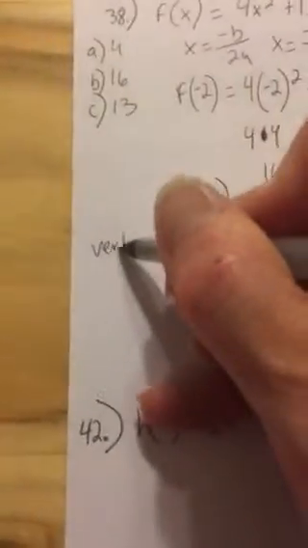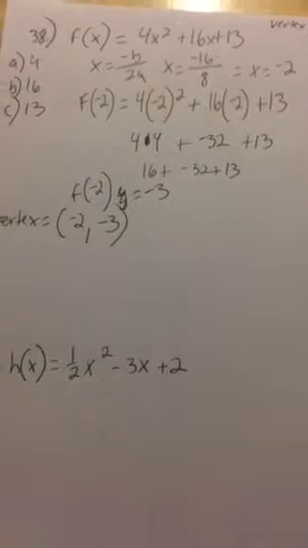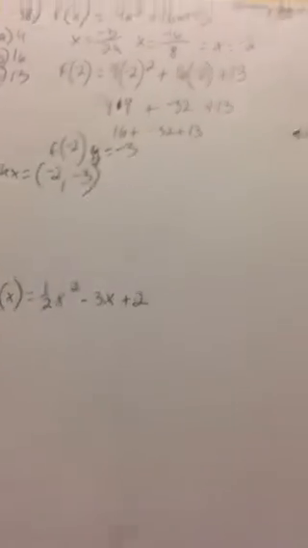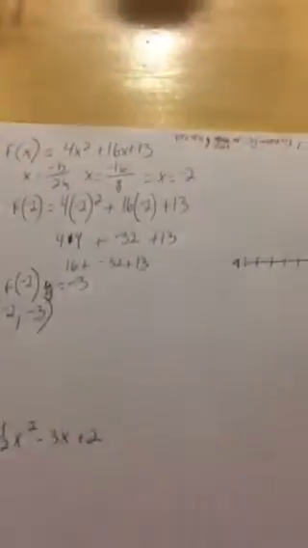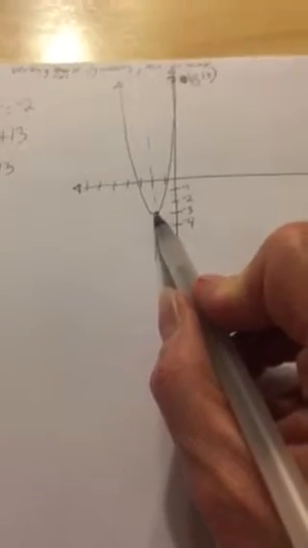So your vertex is going to be at negative 2, negative 3. So here I go, 1, 2, and then down 1, 2, 3. So that's my vertex, and my parabola is going to open up. The only thing is that the y-intercept is up here at positive 13. So I'm going to mark my line of symmetry here. But I feel like it's going to be a pretty narrow parabola. And here is the line of symmetry at negative 2. Not line of symmetry, axis of symmetry.